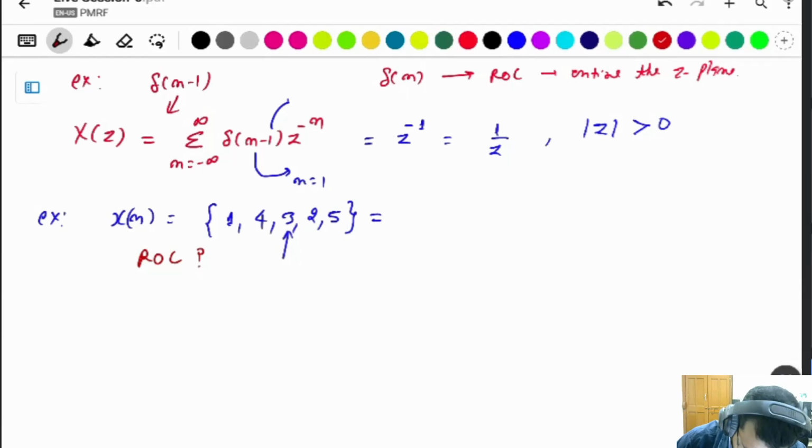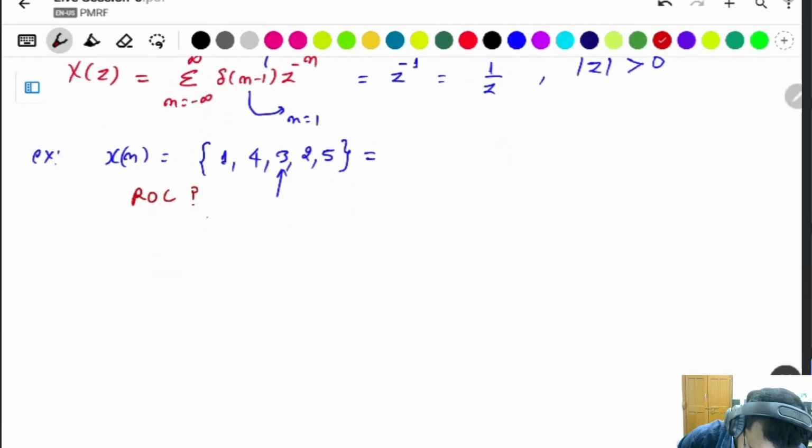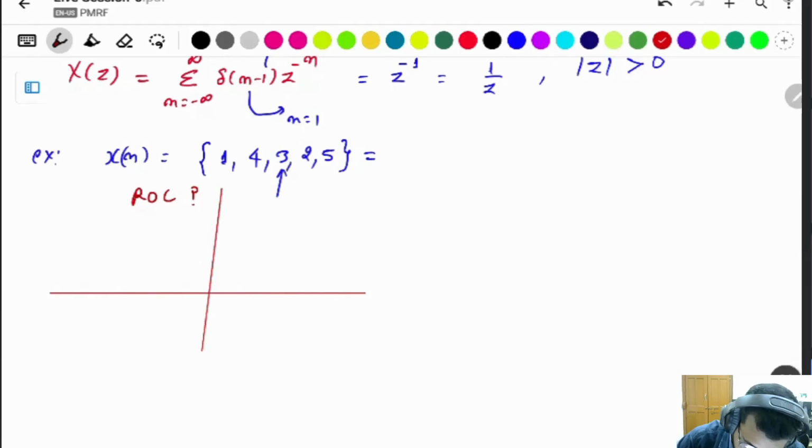And what is the signal? You can write the signal as, with the arrow at 0, the value at 0 is 3. Then at 1 the value is 2. At 2 the value is 5.